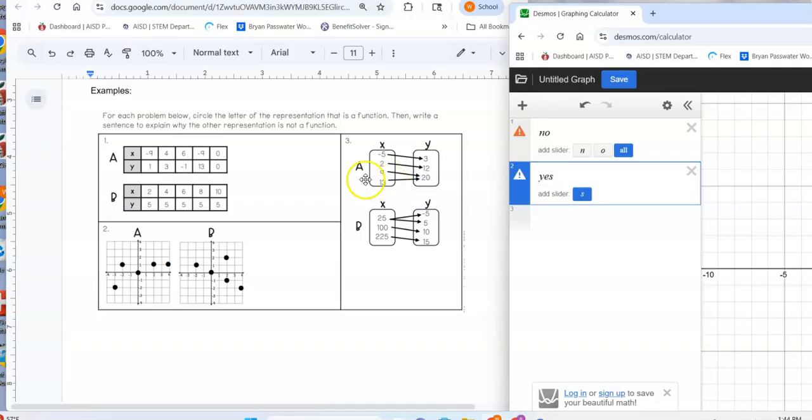As for number 3, if there's only one arrow coming from each value of x, then it's yes. If there's more than one, it's no. So one arrow, one arrow, one arrow, one arrow. So A is yes and B is no. The reason B is no is because two arrows come from 25, and that means the value of 25 is being repeated twice. So that's no. So A, yes, B, no. So in review: no, yes, yes, no, yes, no.